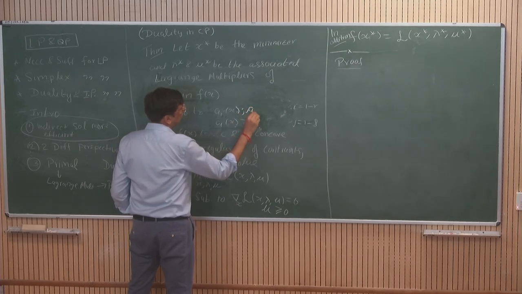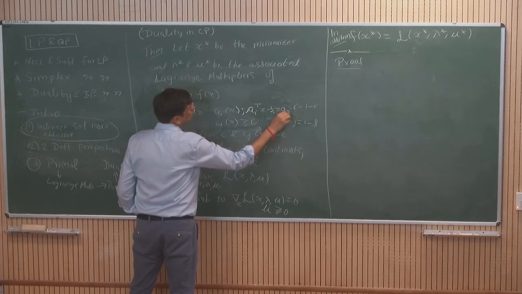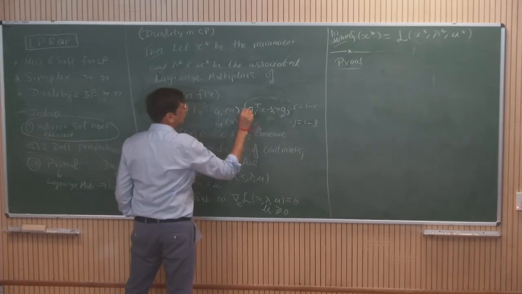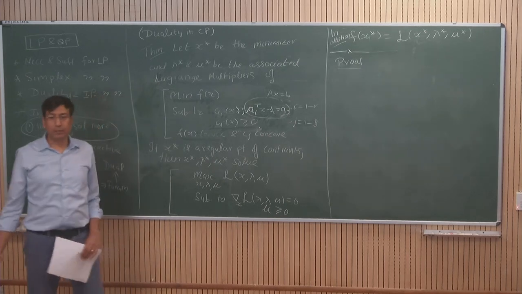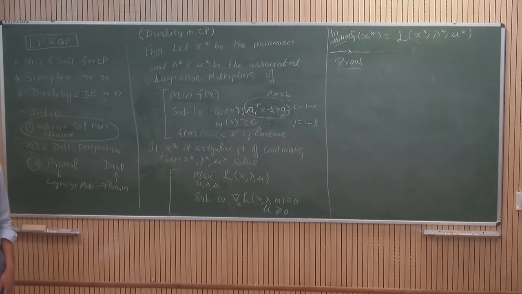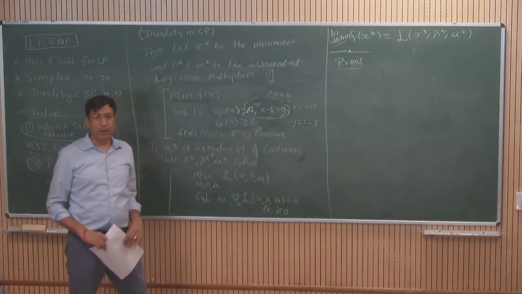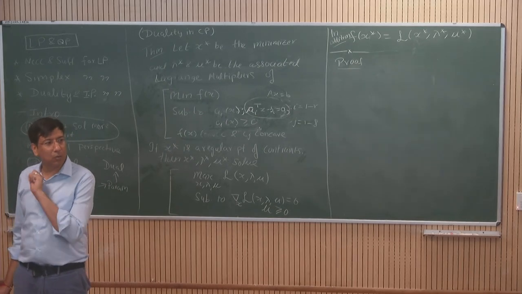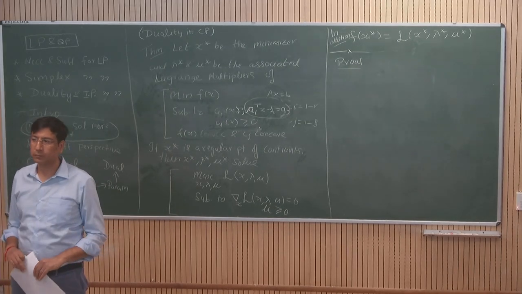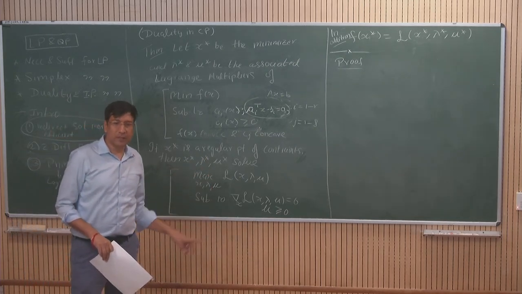This is a_i transpose x minus b_i equal to 0. This is nothing but Ax equals b, a CP. Everybody okay? When we say regular, it means it's regular for all the equality constraints and those inequality constraints which are active at x star. That is always true. Can you try to prove this?